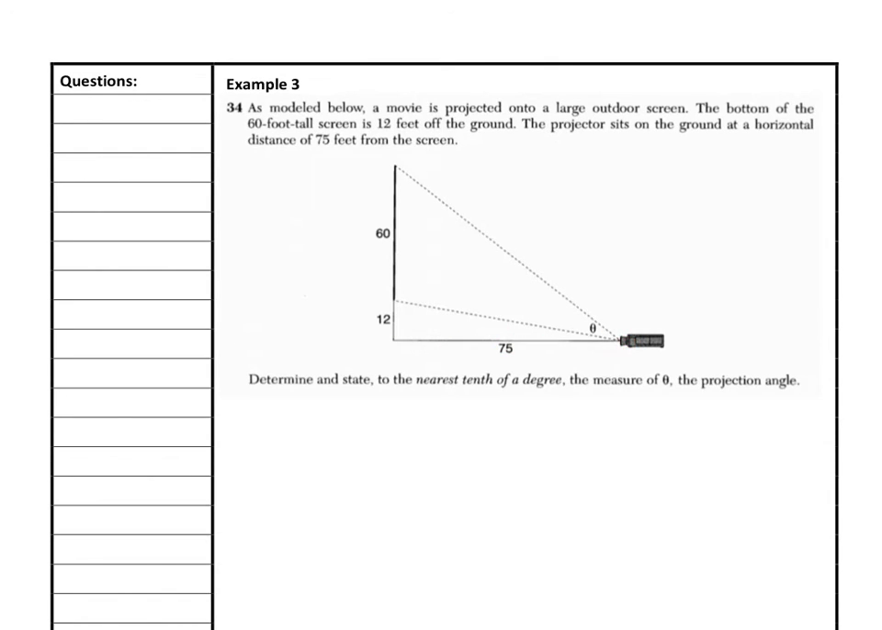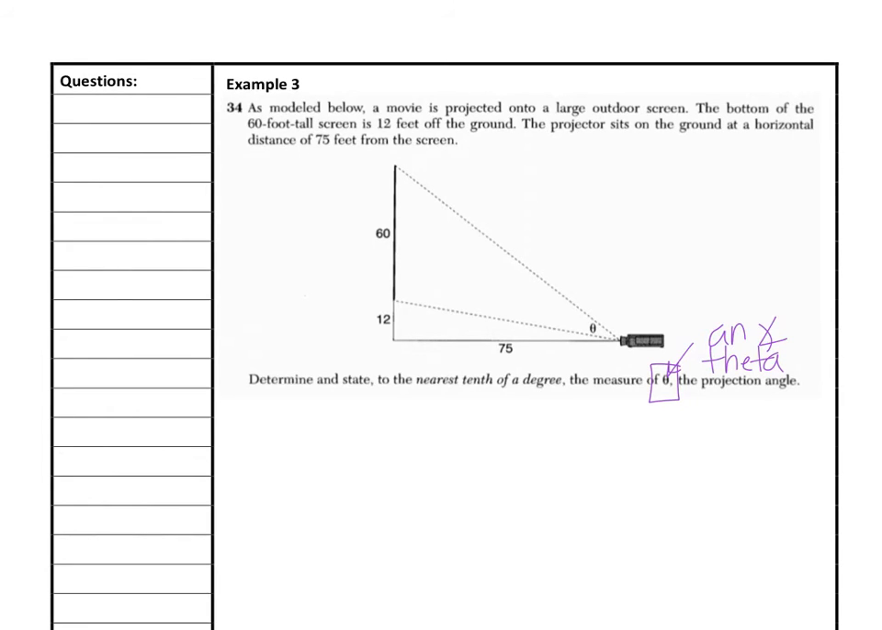Determine and state to the nearest degree the measure of theta. Remember, this is just representing an angle. I'm not sure if she called it x in skill 5.3 or if she called it theta. It's whatever you want to call it, but here in this case they actually did call it theta.